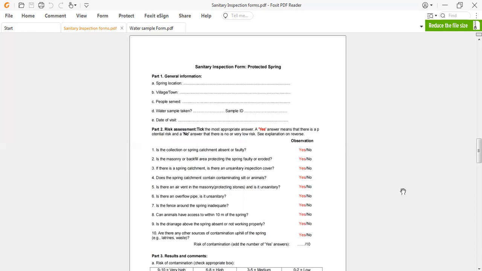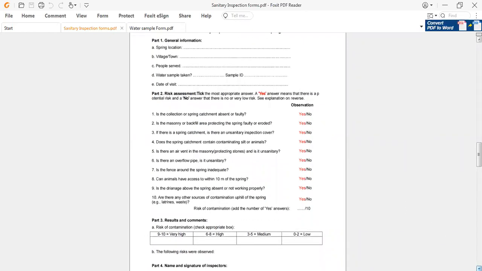For protected spring, you have the same as the open dug well. People served, because normally a spring will not be for just one household. A spring will definitely be for a community. So, for instance, if it's the My 16 community, then you write there My 16 community. This spring is used by the people of My 16. Then your sampling ID will be the same, the date of visit the same, village or town the same, spring location the same as the former. So for the risk assessment here, the questions go as follows.